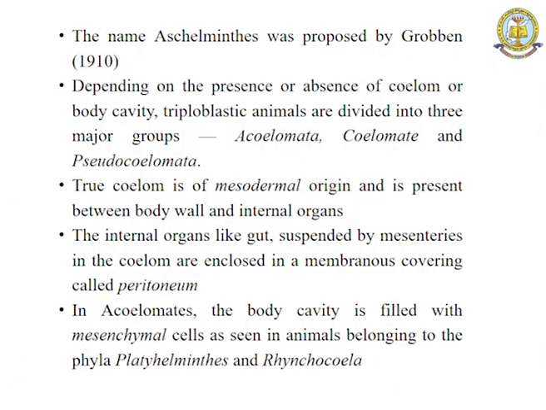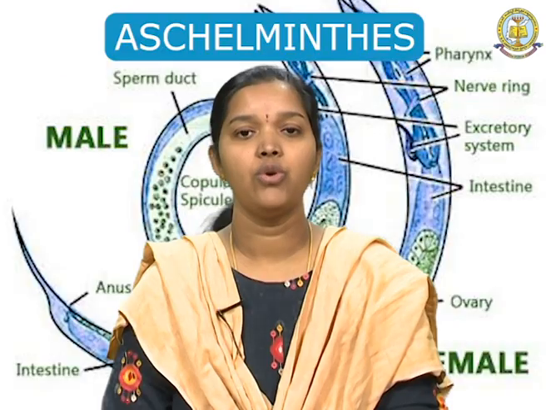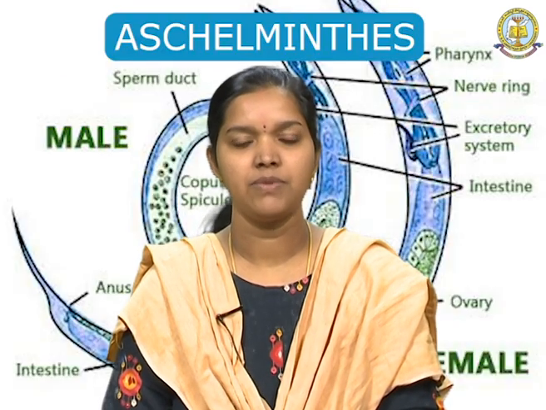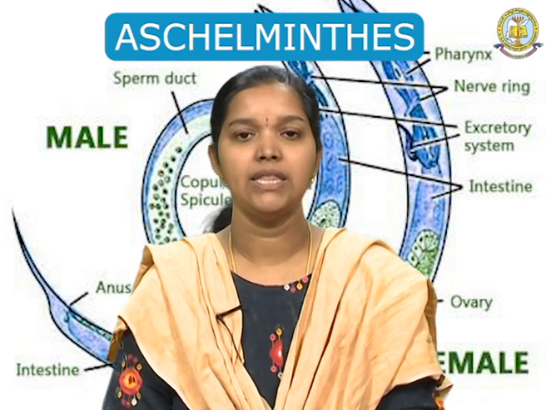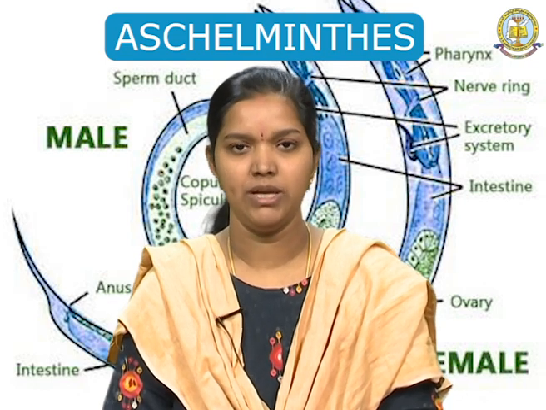The name Aschelminthes was proposed by Grauben in 1910. Based on the presence or absence of coelom, that is body cavity, the triblastic or triploblastic animals, that means the animals which have 3 germ layers, ectoderm, endoderm and mesoderm, are classified mainly into 3 major groups. The first one are acoelomates, the second coelomates and the third pseudocoelomates.